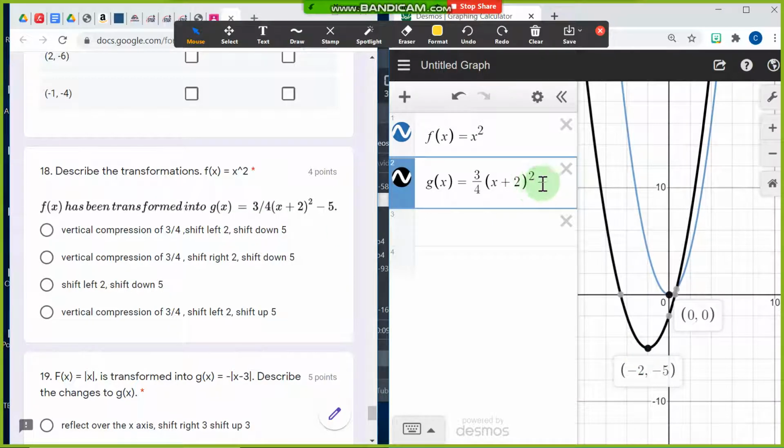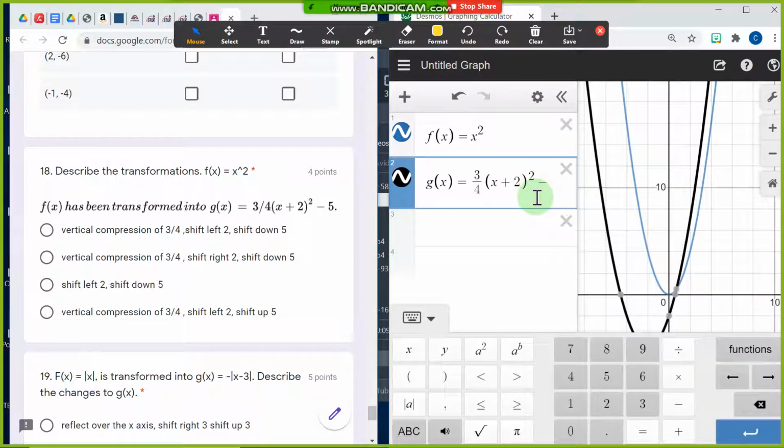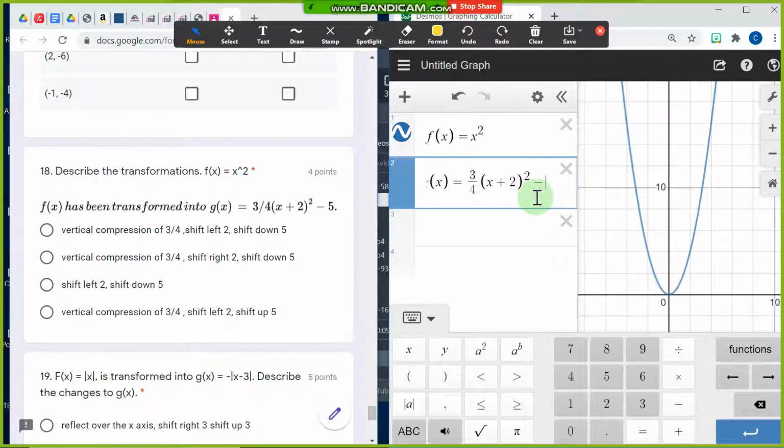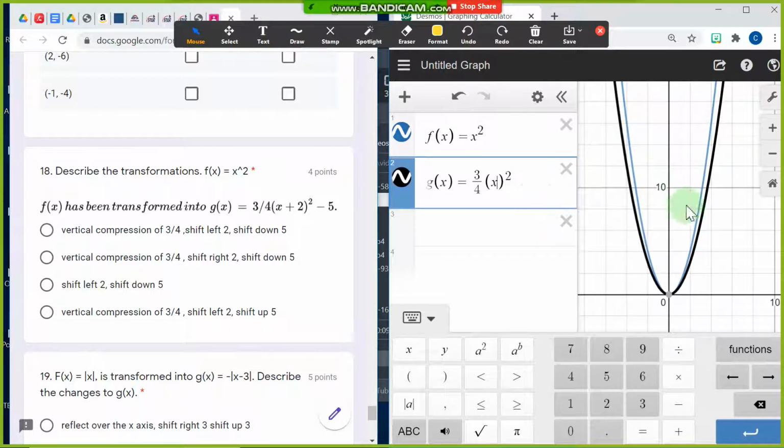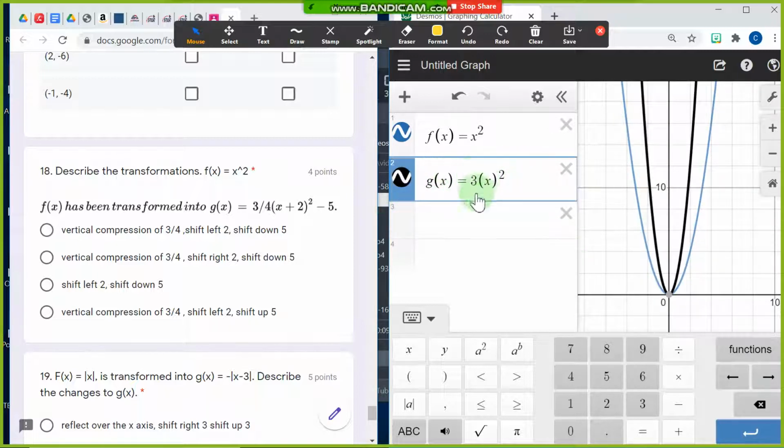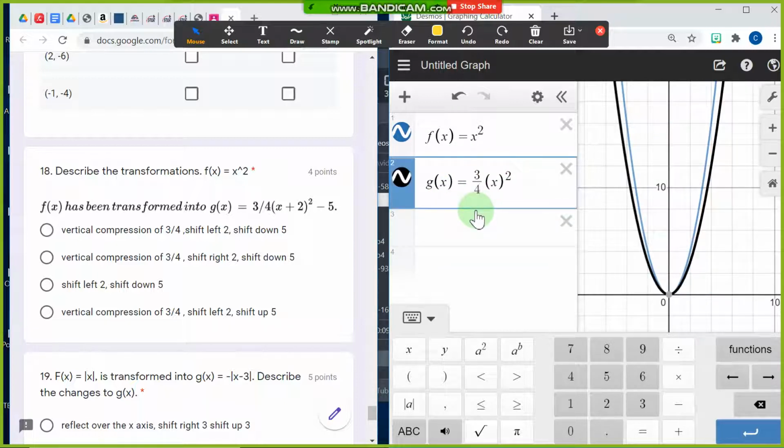Now, if you wanted to see the effect of just the 3/4 to tell whether it compressed and got wider or stretched and got skinnier, you can put just the 3/4 in there. Putting just the 3/4 in there does show you that this gets wider, so it is a compression. If it were a stretch, a number greater than 1, you could see it get skinnier. But 3/4 is a compression, it gets wider.